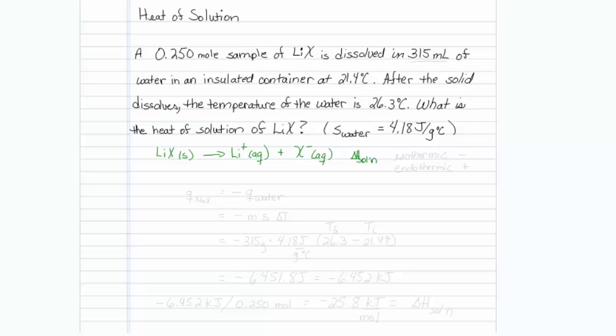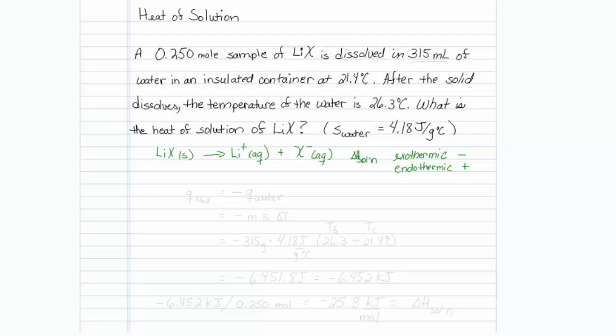So let's look at what happened with the water temperature. We go from 21 degrees Celsius to 26 degrees Celsius, so it got hotter. So in our case, this is going to be exothermic, and we expect a negative value. But if the temperature had gone down, don't forget that you could have an endothermic reaction, in which case your heat of solution would be positive. It would require heat energy.